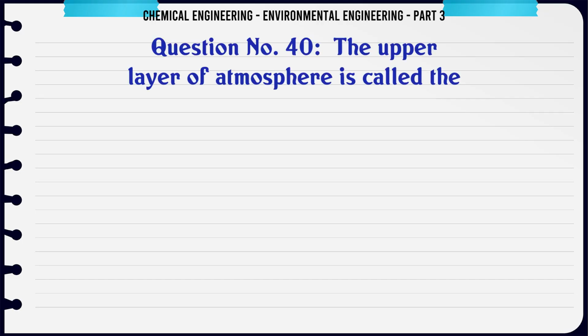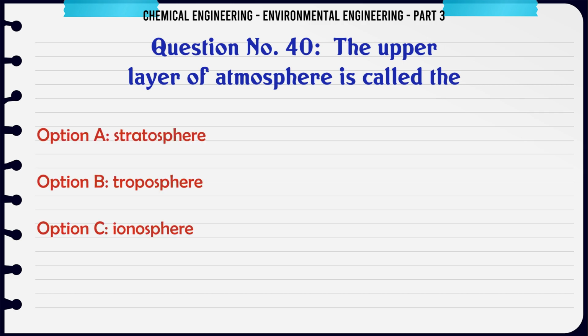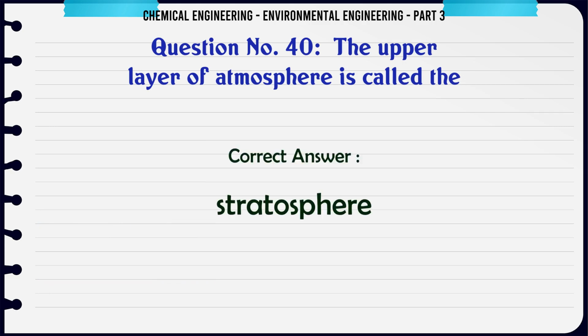The upper layer of atmosphere is called the A. Stratosphere, B. Troposphere, C. Ionosphere, D. None of these. The correct answer is stratosphere.